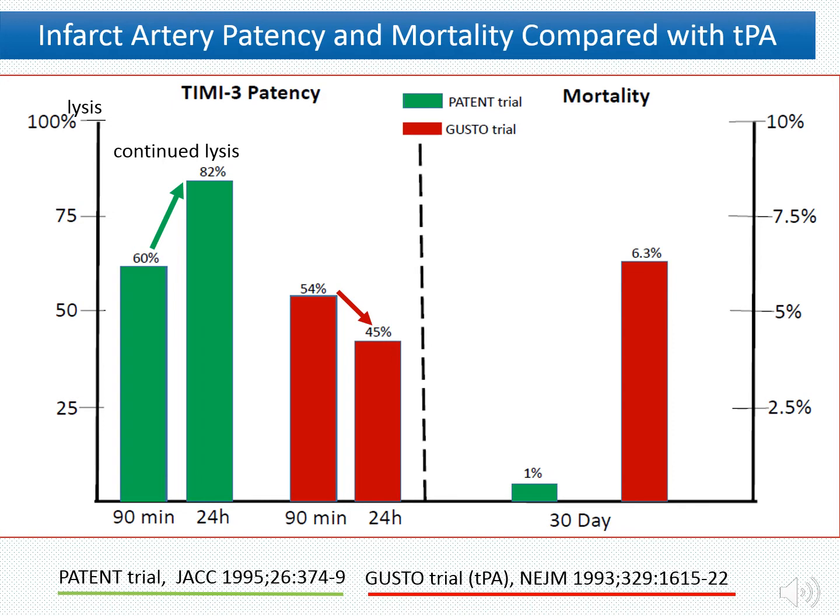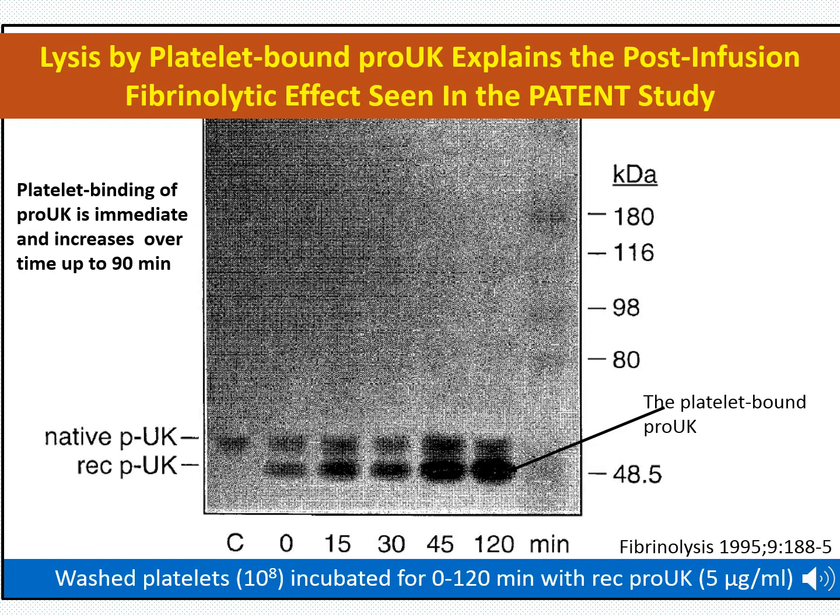We became interested in the reason for the continued lysis long after the Pro-UK had been cleared from the blood, since its half-life is only 7 minutes. The explanation is on this slide, which shows that Pro-UK binds to platelets, and platelets, of course, have a half-life of 2.5 days, a good deal longer than the 7 minutes of the unbound enzyme Pro-UK.